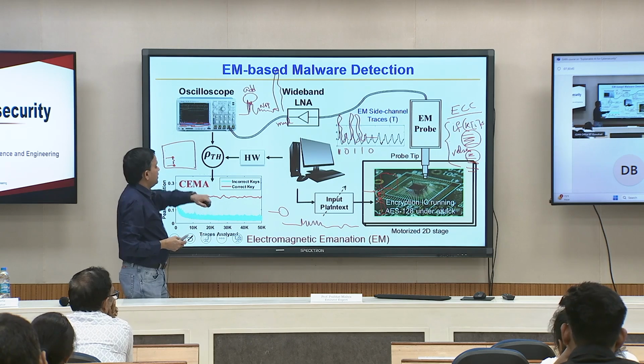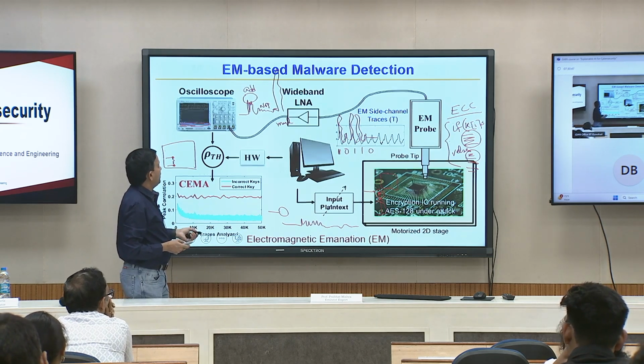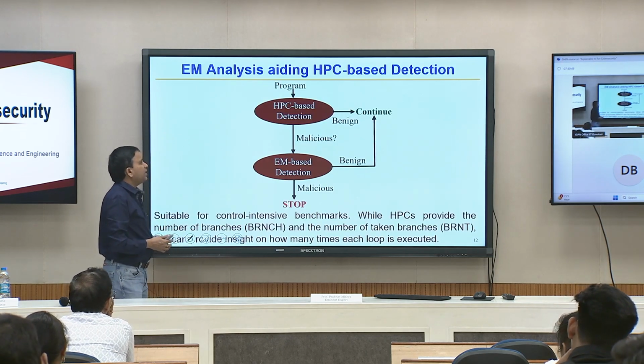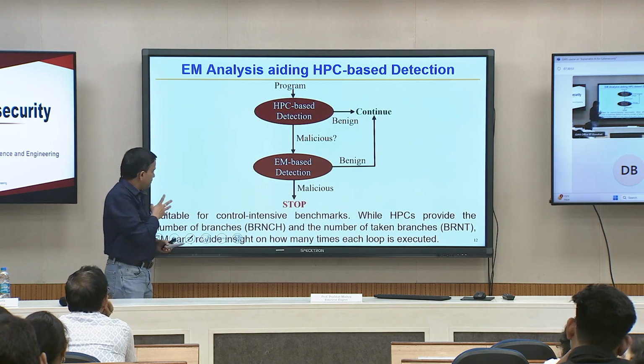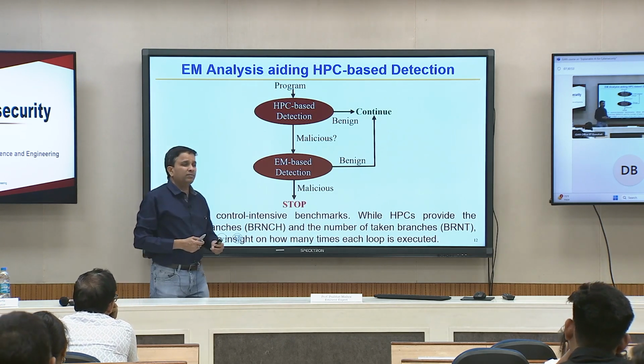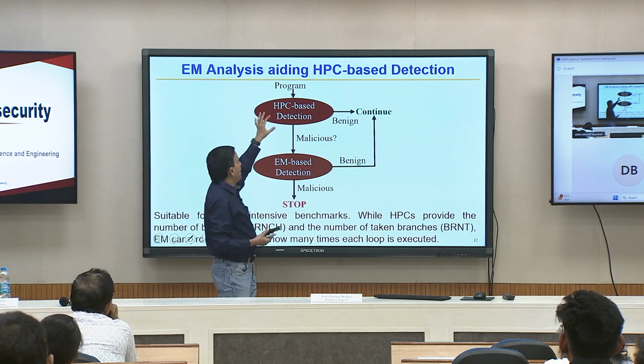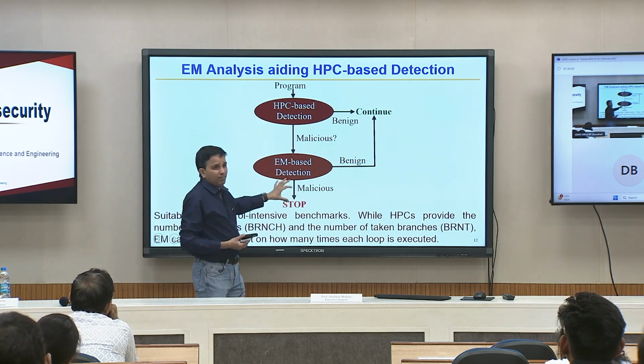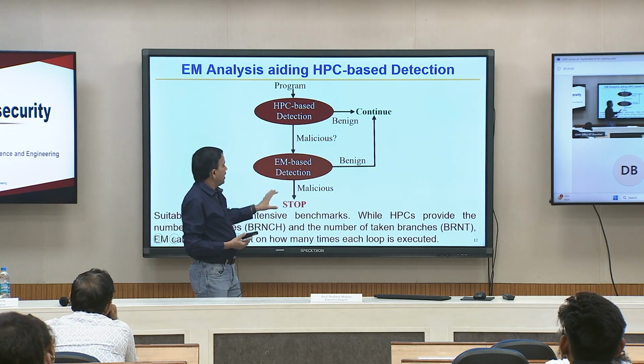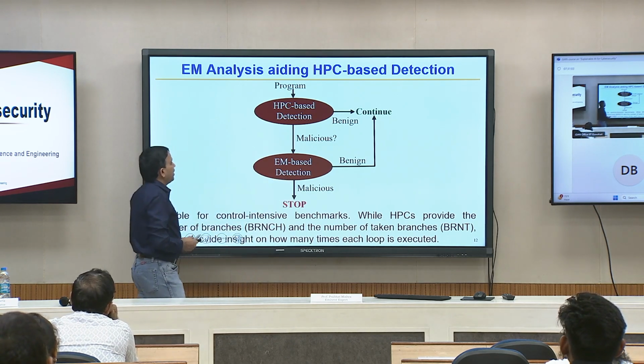So, that is basically EM based malware detection. Now, there is a lot of research effort, and I do not believe some of them are published, some ideas that you could publish as a paper: can we combine hardware performance counter and EM based solutions? How do you do it? I have 2-3 ideas I just jotted down.